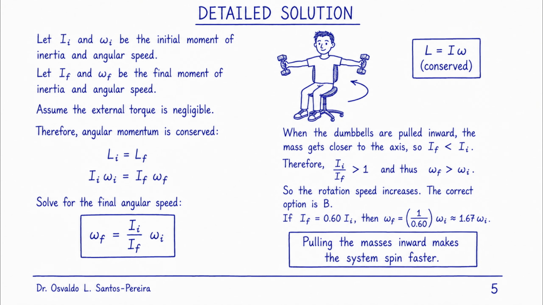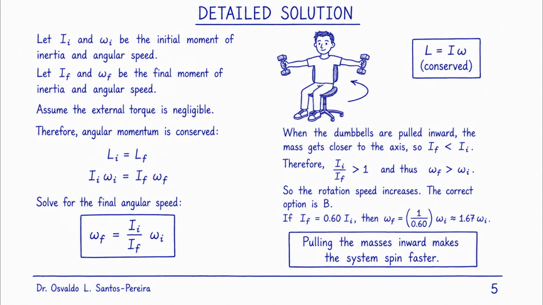Let us now compare the initial and final states. Initially, the person's arms are extended, so the dumbbells are far from the rotation axis. The initial moment of inertia is therefore relatively large, while the angular speed is relatively small. After the dumbbells are pulled inward, the distance between the dumbbells and the rotation axis becomes smaller. Consequently, the final moment of inertia is smaller than the initial moment of inertia.